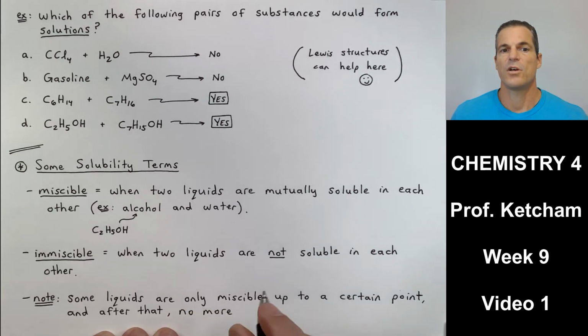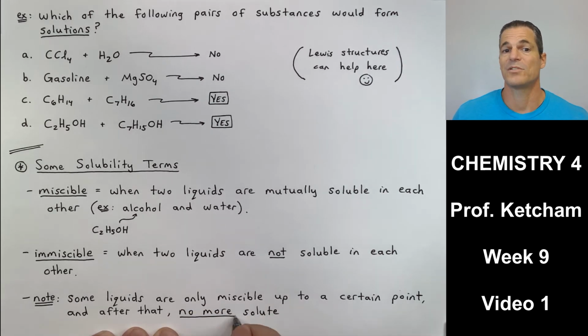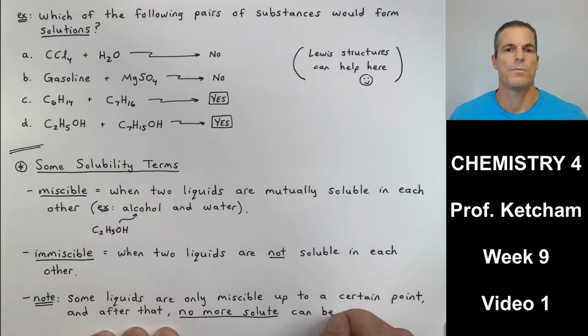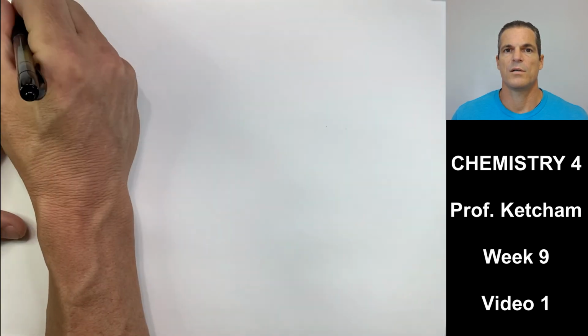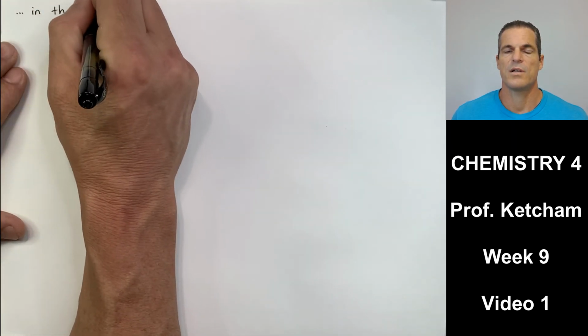Okay? So just a note, some liquids are only miscible up to a certain point, and after that, no more solute can dissolve. So that would be a temperature dependence. Whether or not two liquids are miscible depends on temperature.